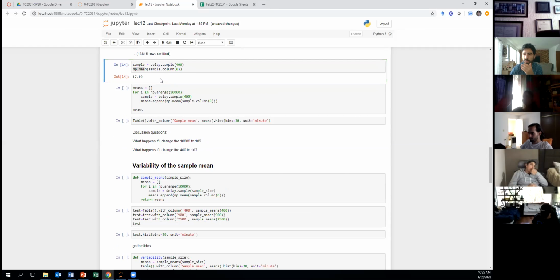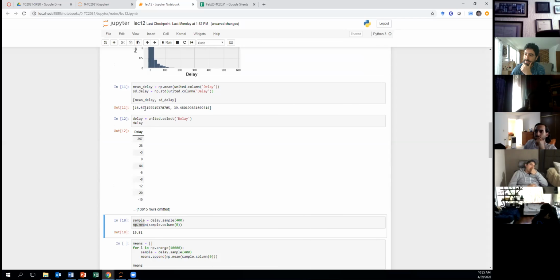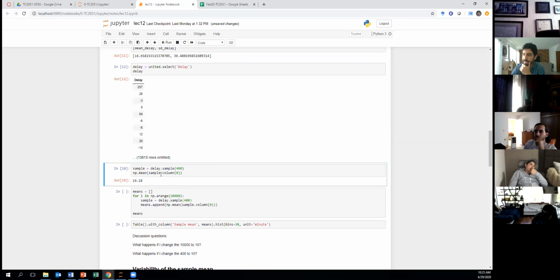Each time I do, I get a different mean. As you can see, each time I run, I take 400 samples, I calculate the mean, I get a different mean. Sometimes it goes higher than this, sometimes it goes lower than that. You're getting high, high, high, higher, lower.